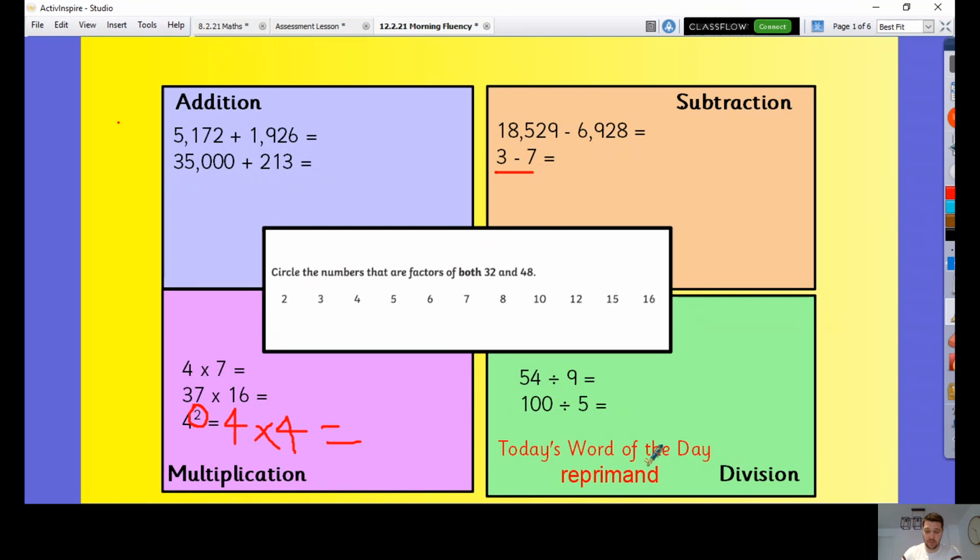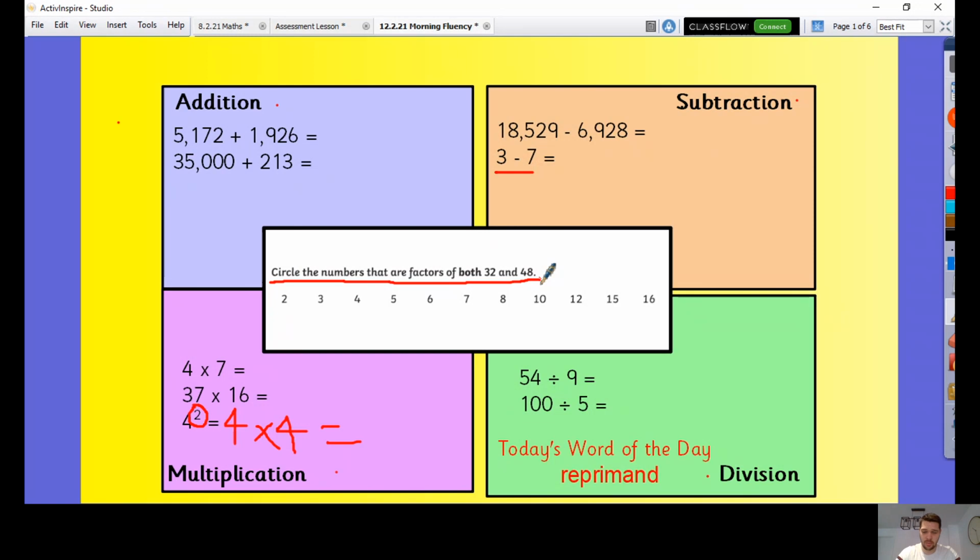Your word of the day, another tricky one, reprimand. Can you find a definition and then use that word in the sentence? Can you find any synonyms? Can you find any antonyms? Your 4 operations, remember to complete on the quiz and return to the video afterwards, and circle the numbers that are factors of both 32 and 48.